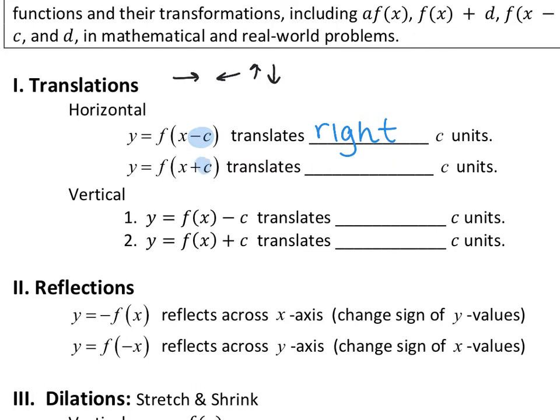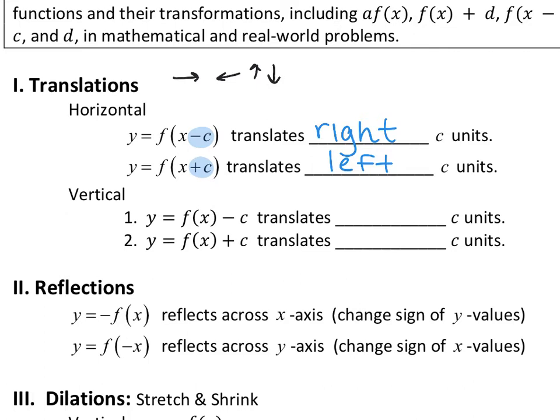If that number, however, is a plus, it's going to be moving to the left. So kind of the opposite way than you would think. Normally, things that go to the right are positive, and normally things that go to the left are negative. But since these transformations are inside, they go the opposite direction.